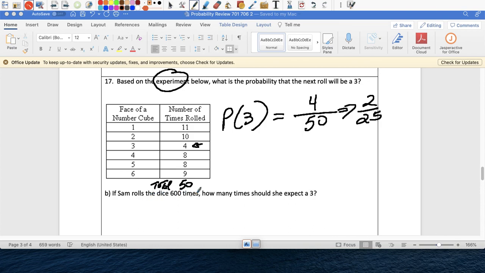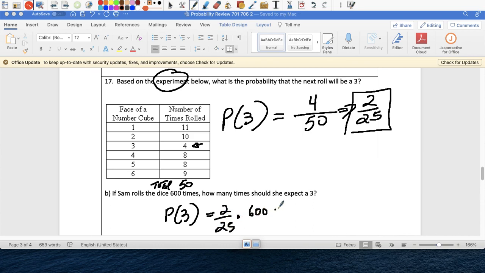If Sam rolls a die 600 times, how many times would you expect to get a 3? Well, the probability of getting a 3 in the experiment, and we already did this, was 2 out of 25, and then you multiply that by 600. So we're going to go 2 over 25, a fraction, times 600, and we're going to get 48 times.